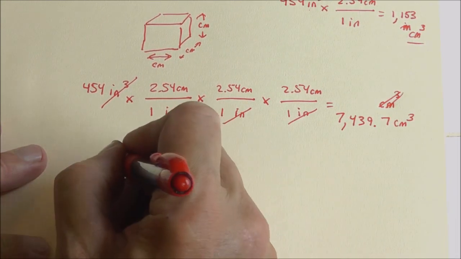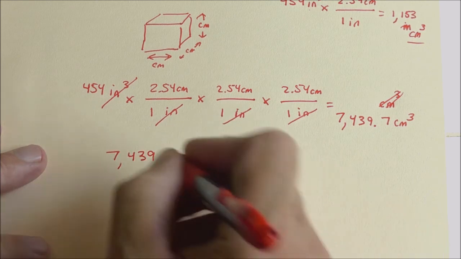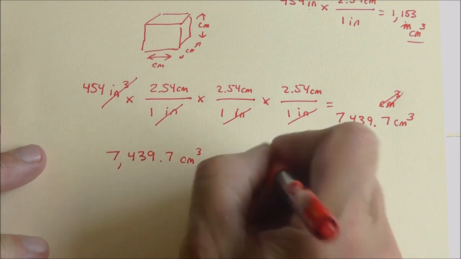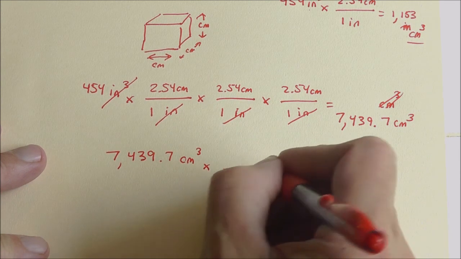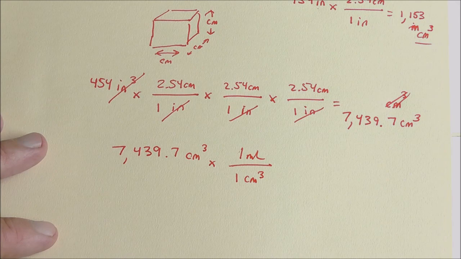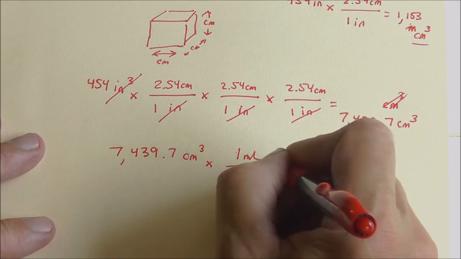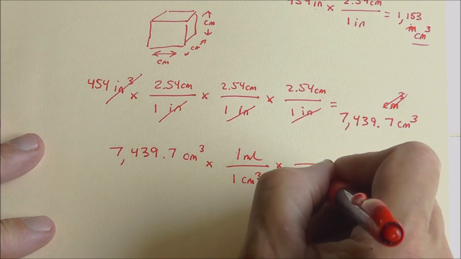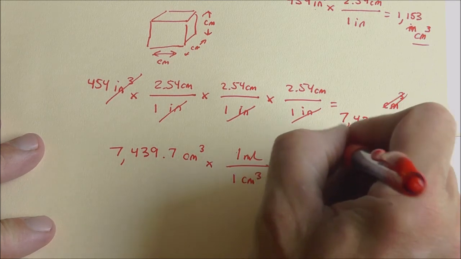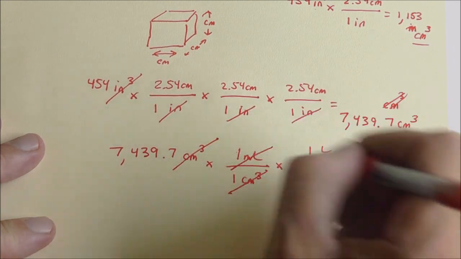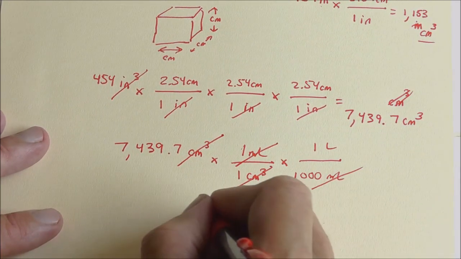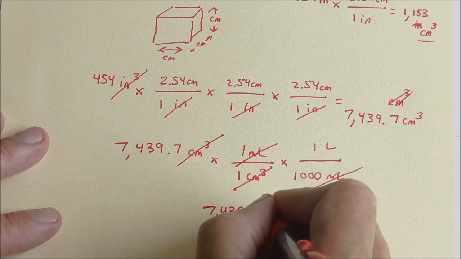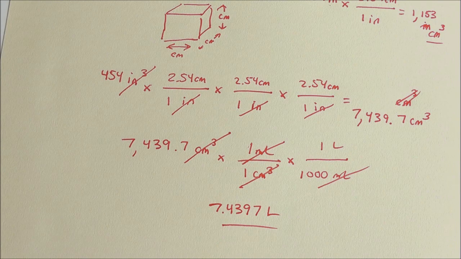I'm going to be very verbose here, over-explaining, but I'd rather do it that way. 1 centimeter cubed is 1 milliliter. I was supposed to say milliliters. I smudged myself there. 1,000 milliliters is 1 liter. Cancels, cancels, cancels, cancels. This would be 7.4397 liters.